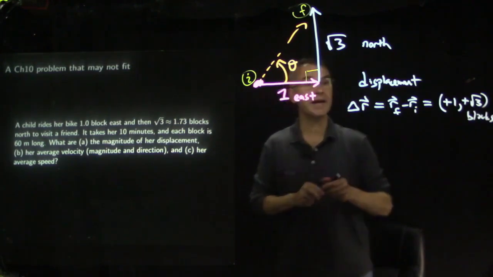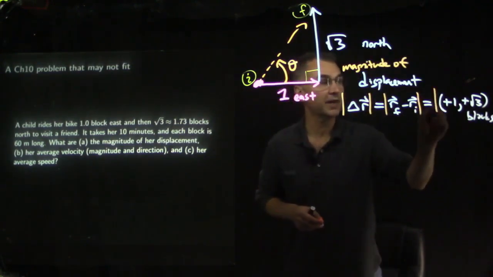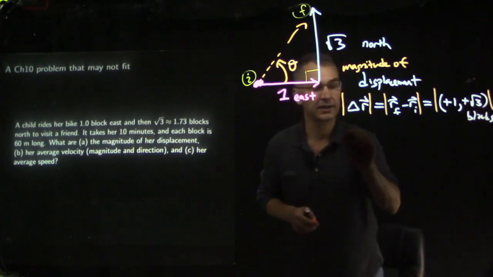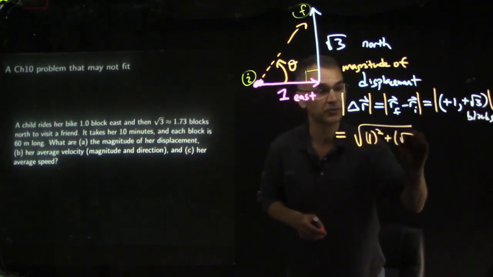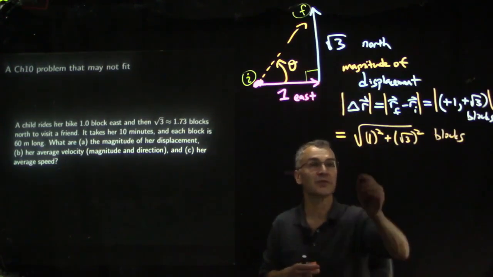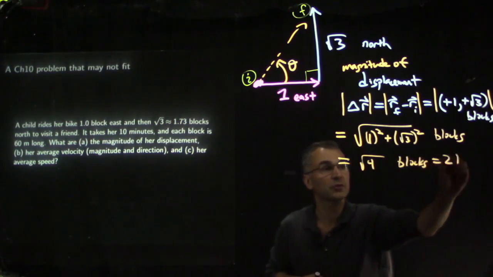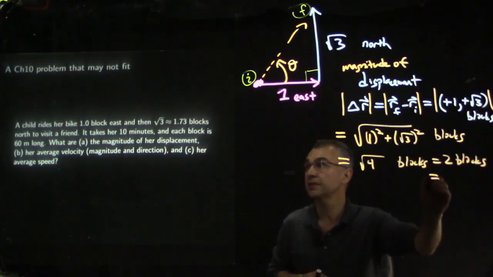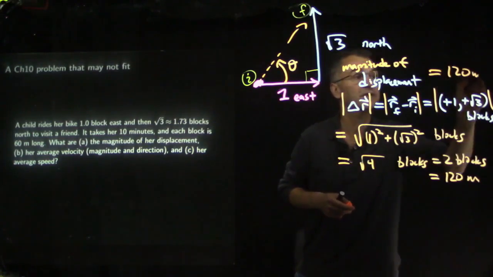And then if we want the magnitude of her displacement, that is the magnitude of this vector, and this is the square root of 1 squared plus square root of 3 squared blocks. So 1 squared is 1, square root of 3 squared is 3, so this is square root of 4 blocks, which is 2 blocks, which is 120 meters. Okay, so the magnitude of her displacement is 120 meters.